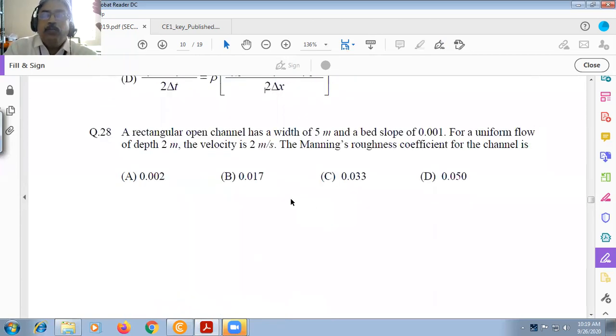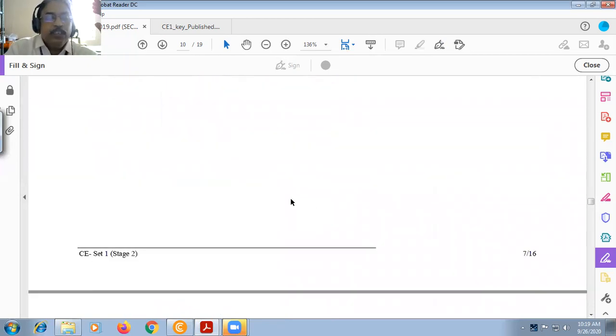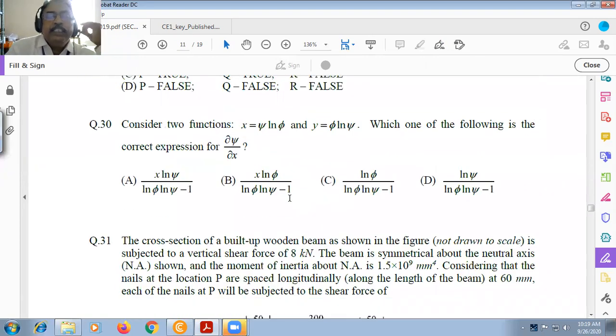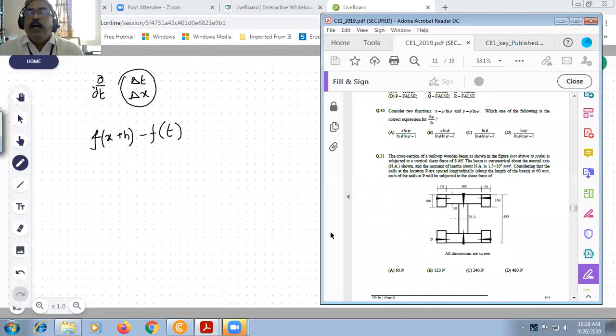Right, rectangular open channel Manning roughness coefficient. Consider two functions. x is equal to psi ln phi, y is equal to phi ln psi. Which one of the following expressions is ∂psi/∂x? This you have to work out the problem.